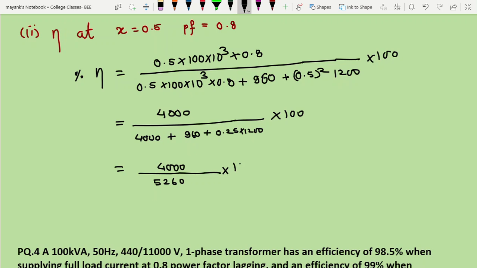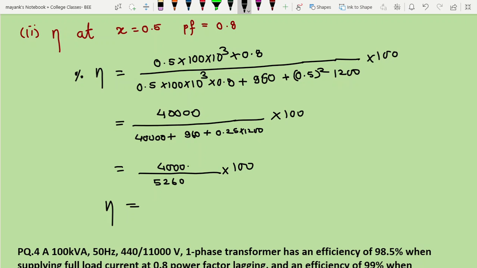4000 divided by this into 100, and this will be, efficiency will be equal to, oh, one second, 0.5 into 0.8 into 100, so this is 40. Okay, so this is 40 into 1000, so this is actually 40,000 here.